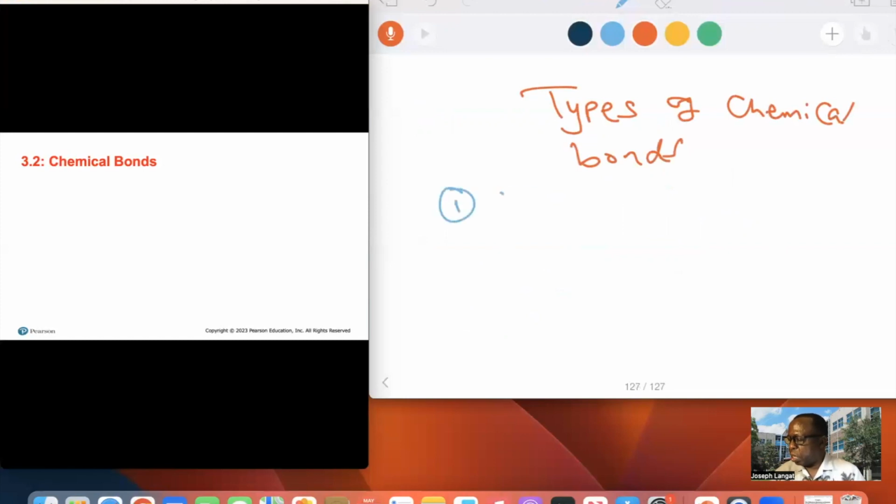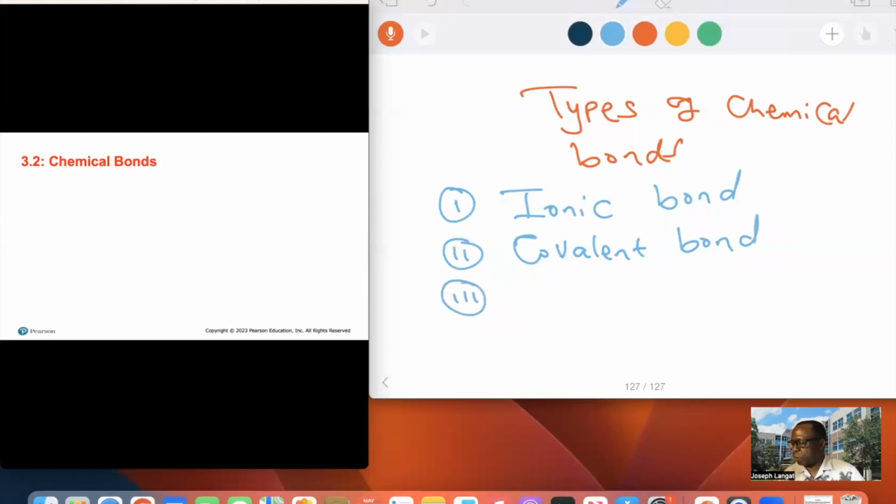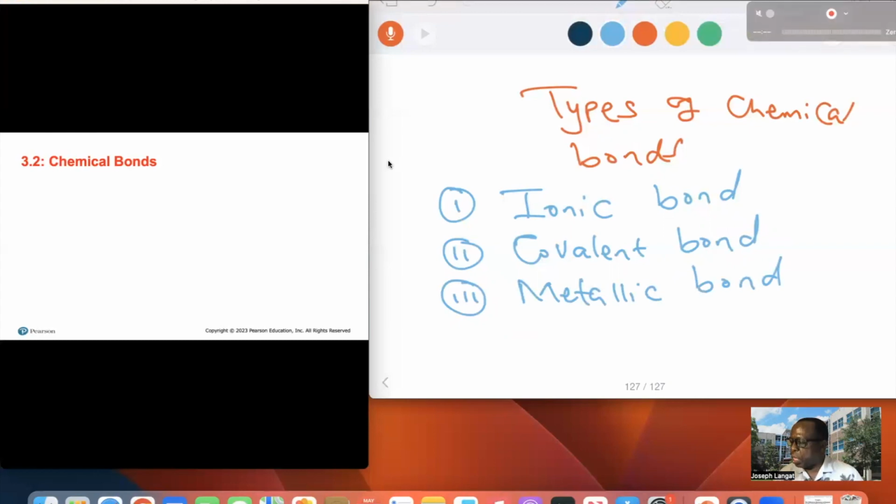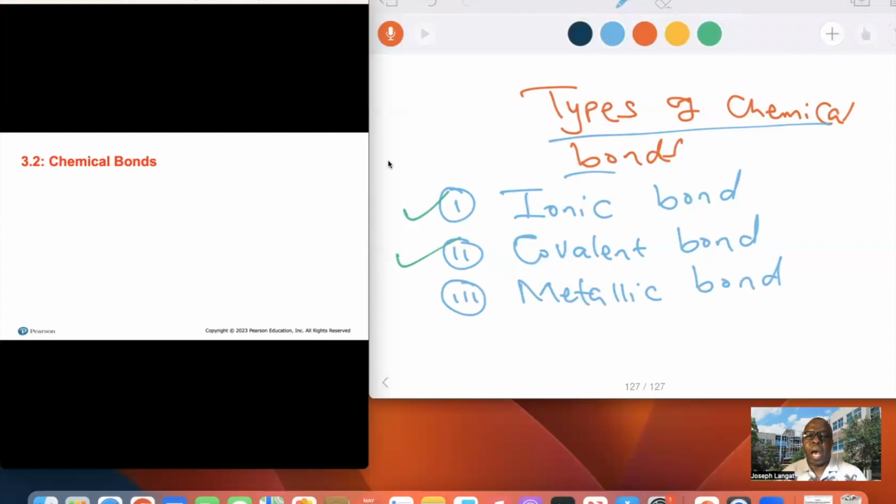One, there is the ionic bond. There is the covalent bond, and then there is the metallic bond. You have to know that there are three types of bond, and we are going to cover the first two here. This is what we are going to look at in this part, covalent bond and ionic bond.